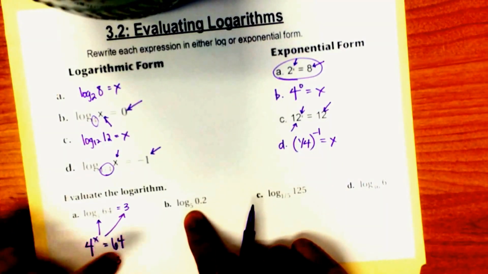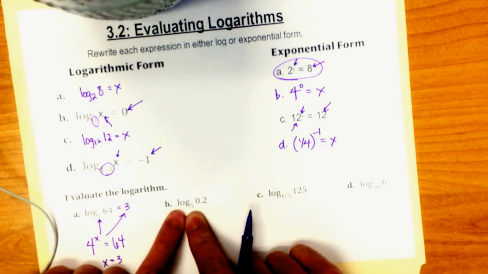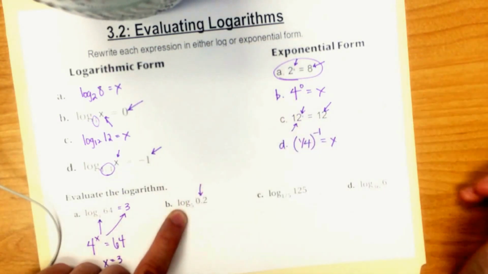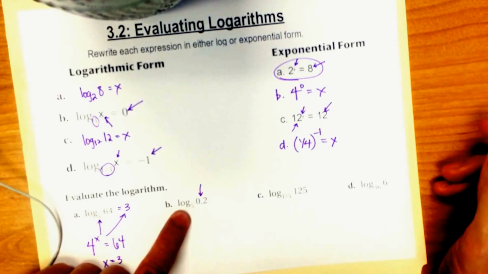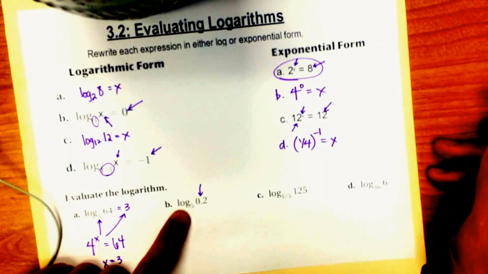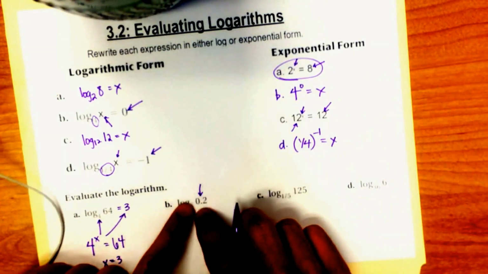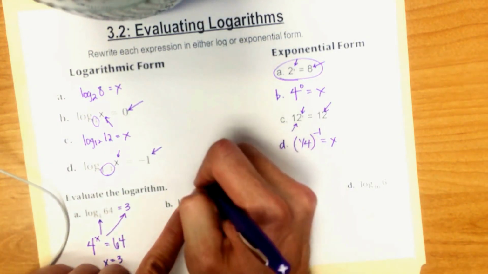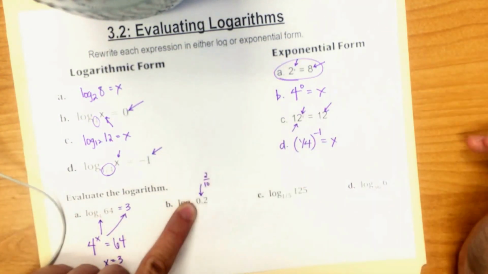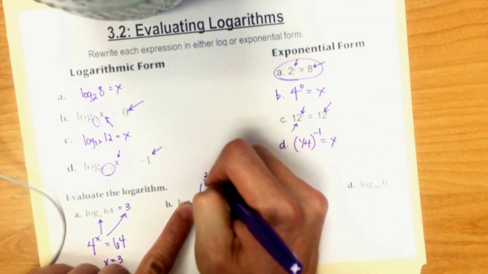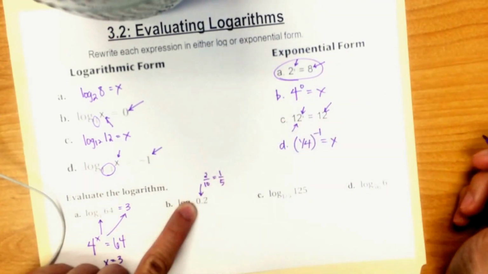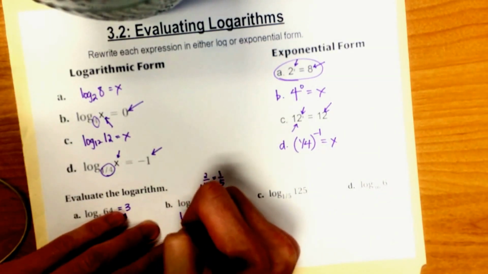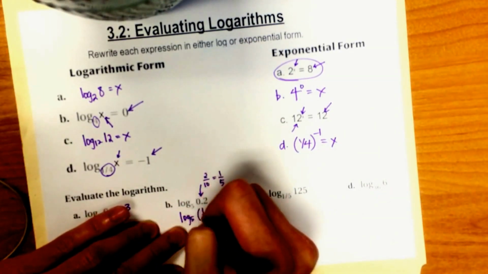Coming to the next one. This one's a little bit weirder because we've got a decimal in here. So what I want you to think about is that decimal is actually what in fraction form? Now reading this, that's 2/10. So if I write that as a fraction, 2/10, it reduces to 1/5. So this is actually asking you log base 5 of 1/5.